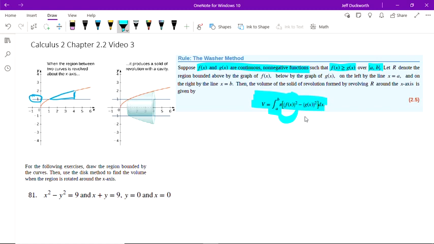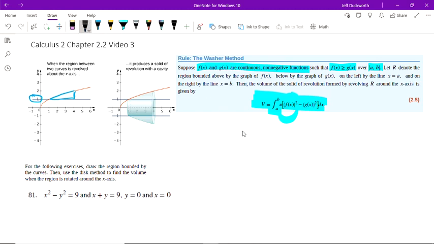Now this problem 81 asks us to use the disk method. Essentially, it wants us to use the disk method for part of it. We have to break this up. I've already looked at the problem. We're going to have to break it up into two pieces, and it wants us to use the disk method. Again, you can, but really what we're using is called the washer method for part of it.